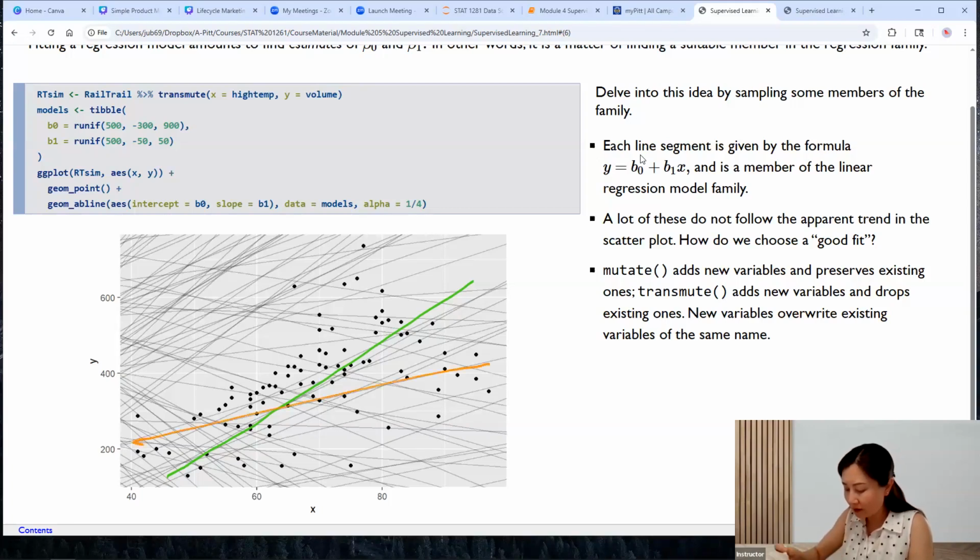So for example, I just randomly draw 3 regression lines. They all look reasonable, right? But there must be some regression line that is the best, sort of the best model, right?